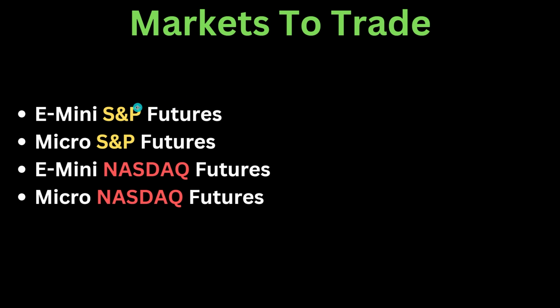Now, when trading the S&P futures, you have two different routes that you can go. You can trade the E-mini S&P futures, or you could trade the micro S&P futures. And we'll be talking about the difference between those two here in a little bit. But then also you could trade the E-mini NASDAQ futures or the micro NASDAQ futures. And again, we'll talk about the difference between the NASDAQ as well as the S&P.